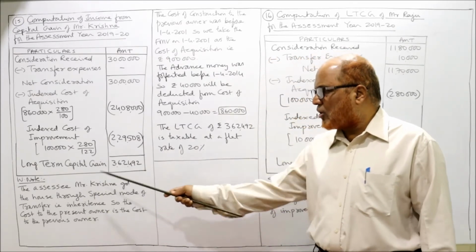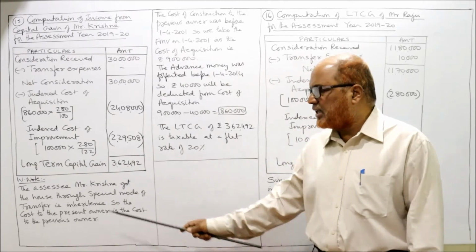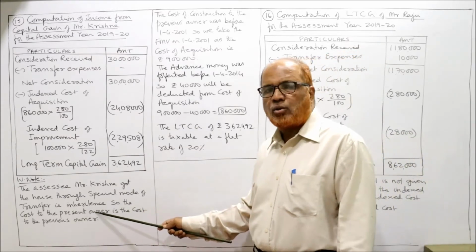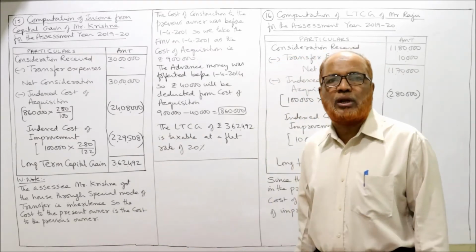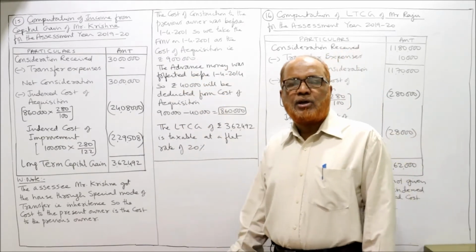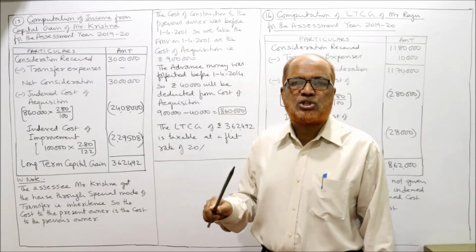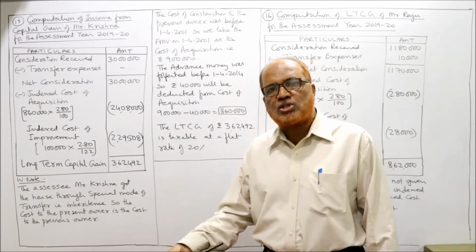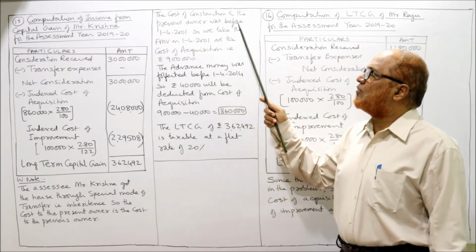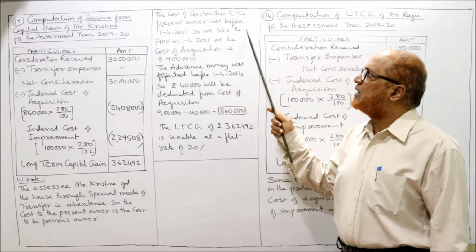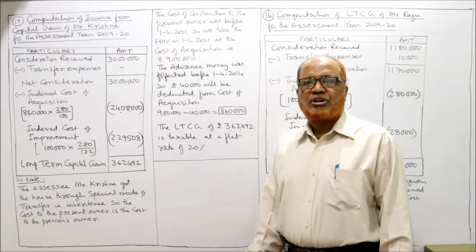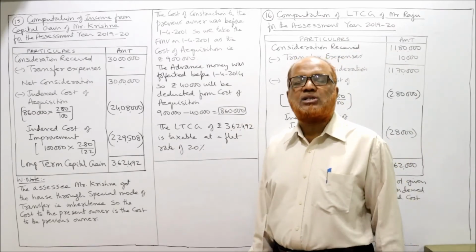Here Mr. Krishna got the house through a special mode of transfer, that is inheritance. So the cost to the present owner is the cost to the previous owner. Present owner Krishna, previous owner the father of Krishna. So whatever is the cost of acquisition to the father, that is the cost of acquisition to the son, Krishna. Next, the property was acquired by the previous owner before 1/4/2001, so we can take the FMV on 1/4/2001 as the cost of acquisition. Since it was acquired before 1/4/2001, that's why FMV will be taken.